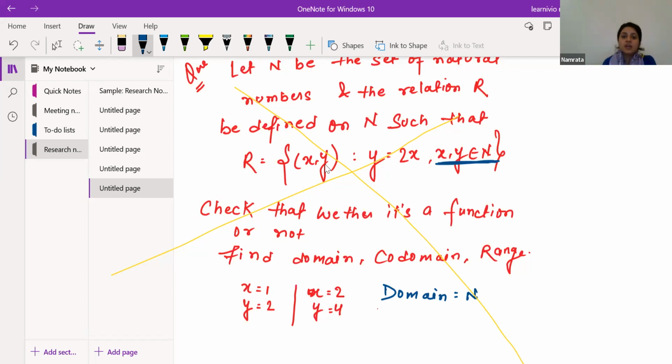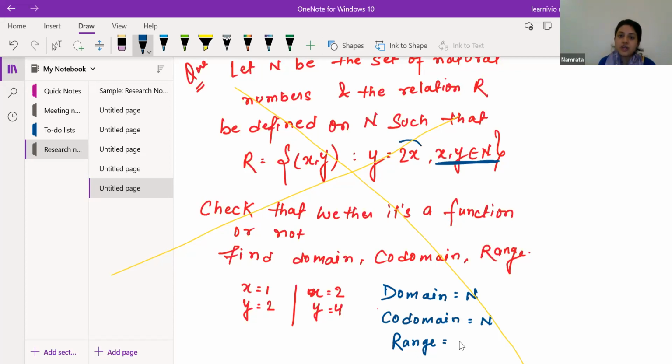Now what is the codomain? Codomain means everything in the set y. That is also the natural numbers only, right? And now what is the range? Anyone? 2 to infinity. Twice x is the output. I'm unable to hear; anyone saying anything, please say it quite loudly. 2 to infinity. It will be the set of all even natural numbers.